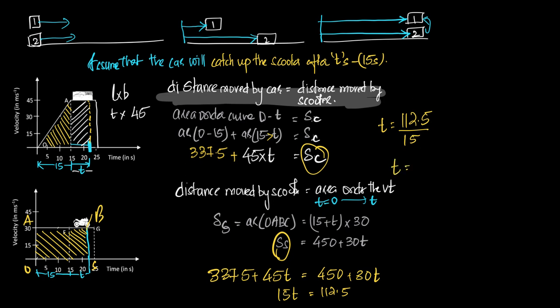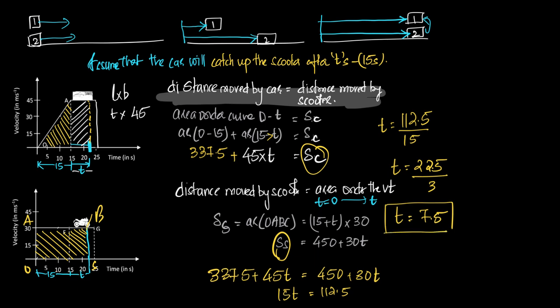So t is equal to, cancelling by 5, 5 2s are 10, 112.5 divided by 15 becomes 22.5 by 3. So t is equal to 3, 7 3s are 21, 15, 7.5. So the value of t is 7.5.